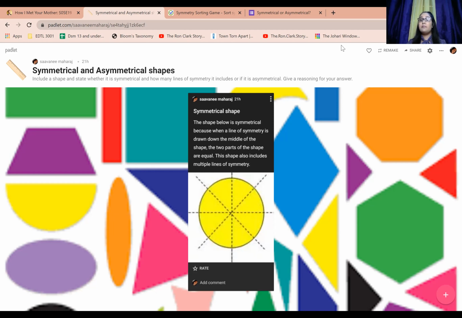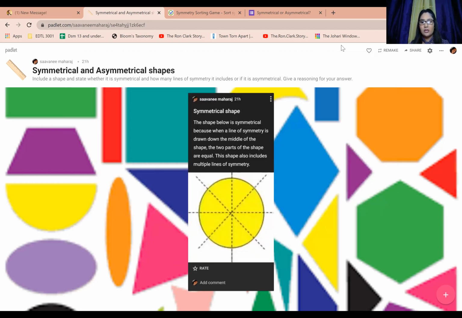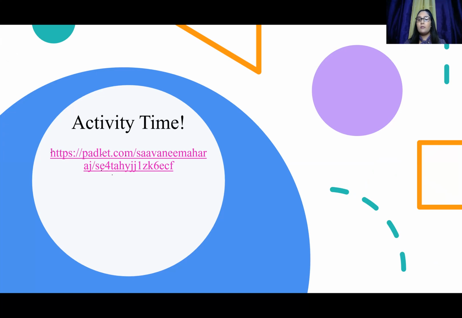Right, so we've completed the first part of our lesson. Now we're gonna move on. Do you all have any questions so far? Anything you all want to share? Kimberly is saying that she is enjoying learning about different types of shapes, as well as the symmetrical and asymmetrical shapes. I am as well.